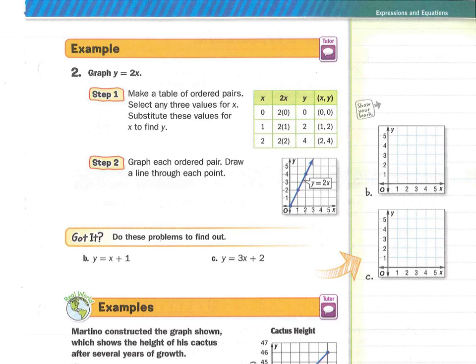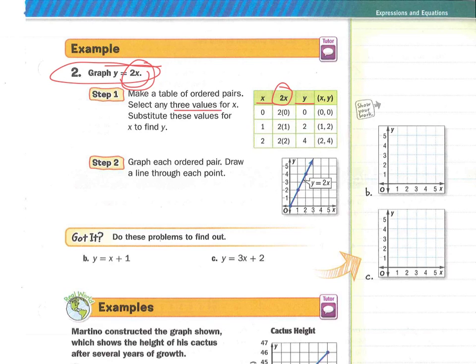So let's look here. Let's graph an equation, or graph a function. Graph y equals 2x. So if you get something that says graph y equals 2x, you should make a table of ordered pairs. You select any 3 values for x, substitute these values for x to find y. So basically, if you are given this equation, you know that the rule is right here. So that goes here in your rule. Your y is your output and your x is your input.